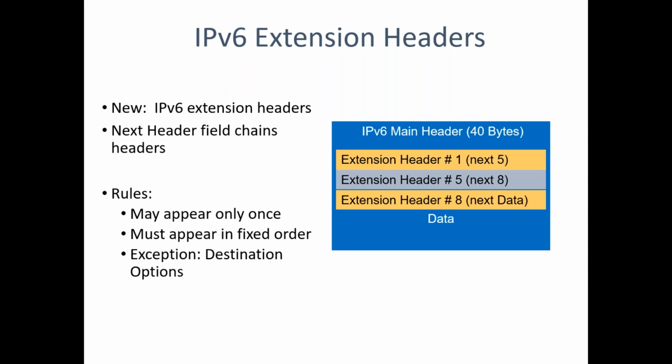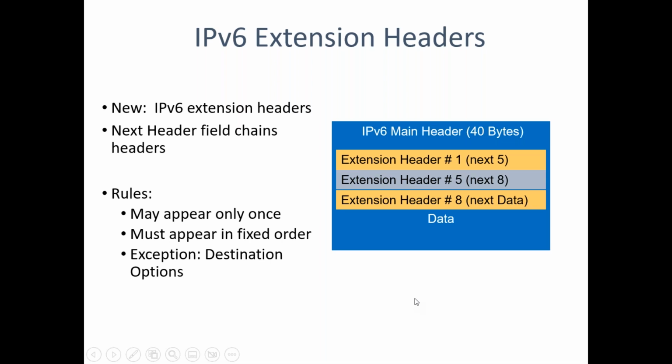So there are some rules for how extension headers are to be done. Each one points to the next. So you have to have a fixed order, which is of course defined in the main IPv6 RFC. You have where the first extension header goes, it points to the next, and so on.